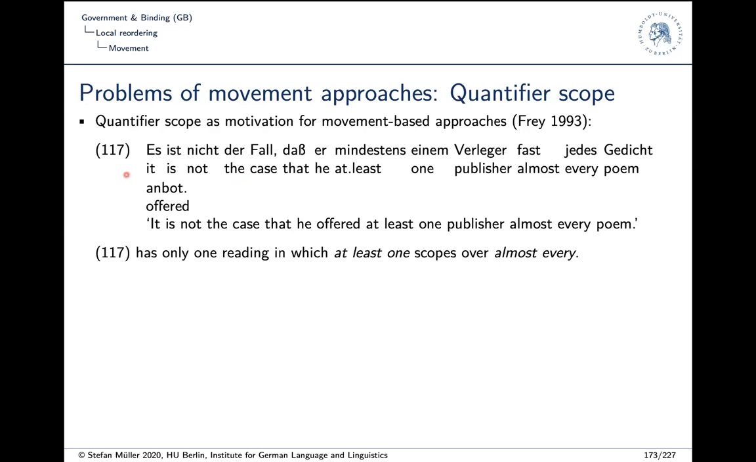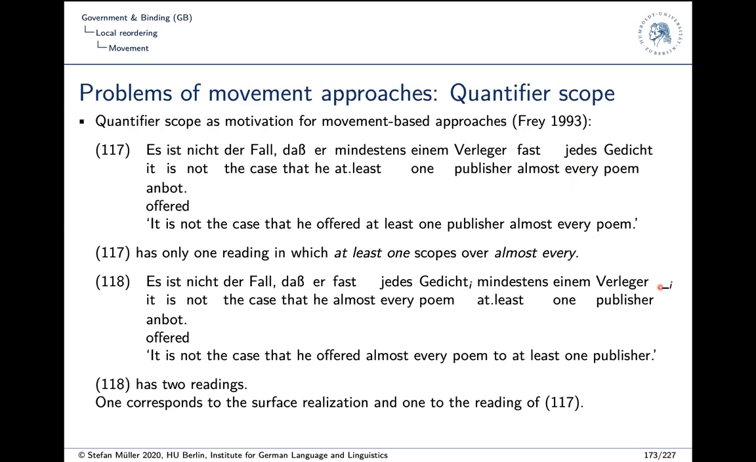He discussed examples like 117. Es ist nicht der Fall, dass er mindestens einem Verleger fast jedes Gedicht anbot. So we have mindestens ein, at least one, and fast jedes, almost every. And in this order, the mindestens ein has scope over fast jedes. So there's a certain quantifier scope. Now, if you take the object and front that, you get two readings. So you get one quantifier scope where this outscopes mindestens ein, and then you get another reading that corresponds to that one. So the idea was, okay, to get the other reading, you reconstruct to this position. So you put the moved thing back, right, and get the other ordering.